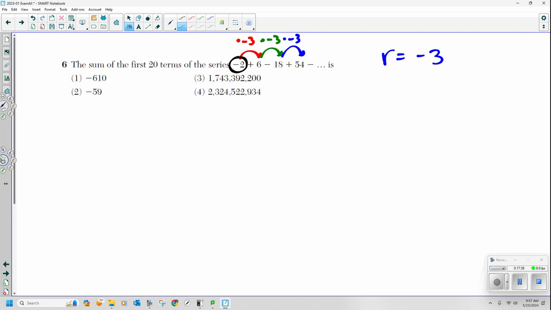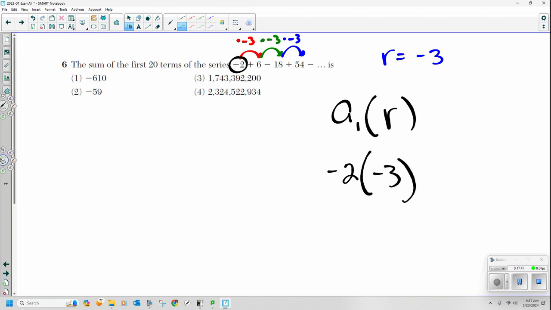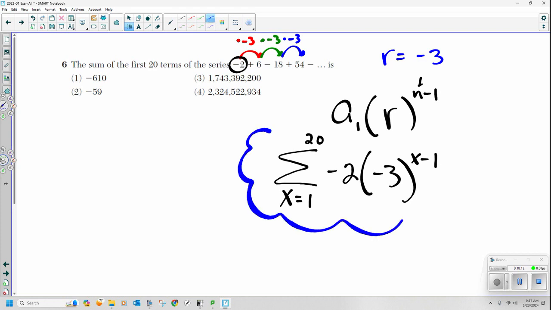In order to do a geometric series, I take my first term, which is negative 2. I put my common ratio in parentheses, and that gets raised to the n minus 1. Now, if I'm going to put this in the calculator, I'm not going to use an n. I'm going to use an x. Okay? Now, they do have a formula to sum up a geometric series on the reference sheet, but I love using the summation. The first 20 terms, so x is going to start at 1 and go to 20. This is what I'm going to put in the calculator, just like this. And I'm going to hit enter and see what it gives me.